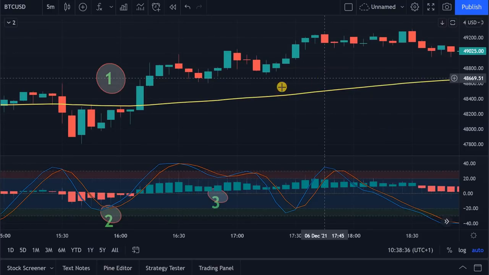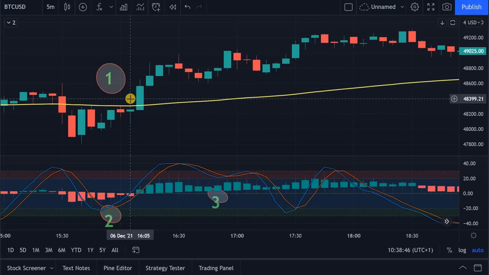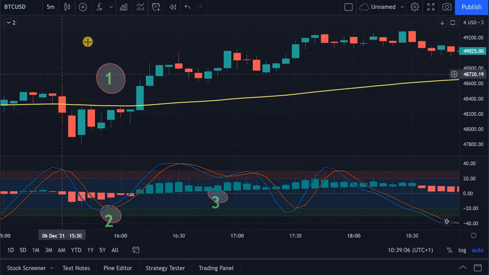The first validation being that for you to enter a position, you need to have a confirmed trend. As you can see right here, the price broke above the exponential moving average, and this confirmed an uptrend. So this is the first validation for you to use this strategy.